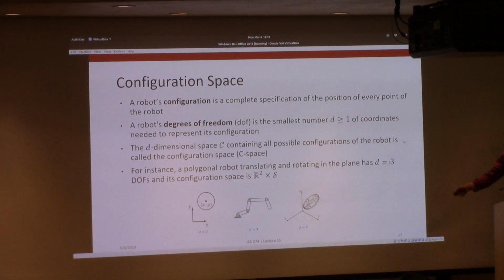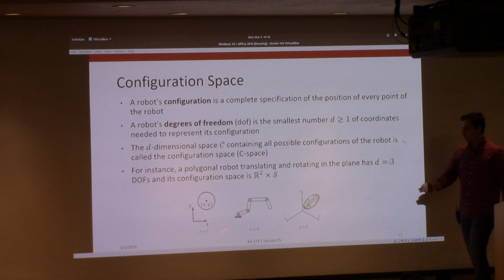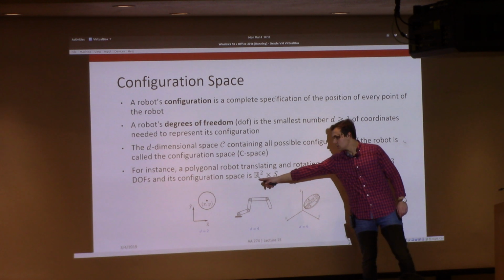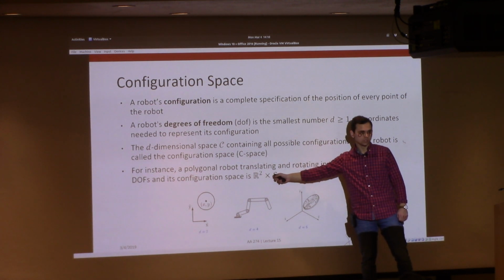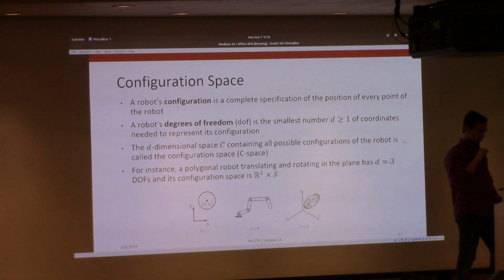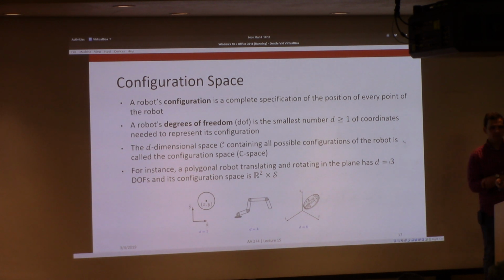So again, just to follow my example here, a robot is a polygon that is allowed to translate and rotate in the space. Its configuration space is a three-dimensional space, which is the Euclidean space times the Cartesian product with a circle. Okay? Any questions?